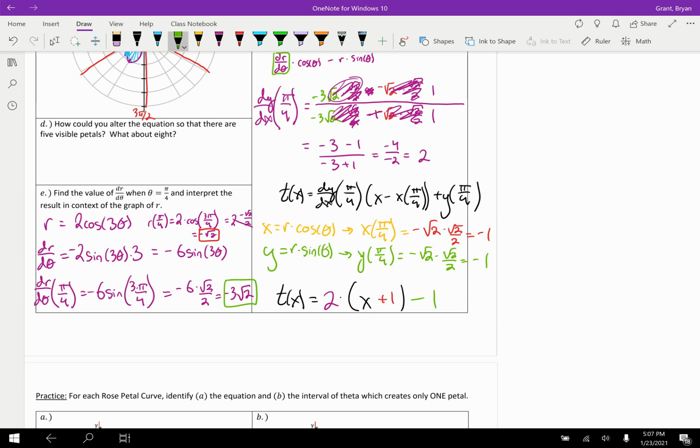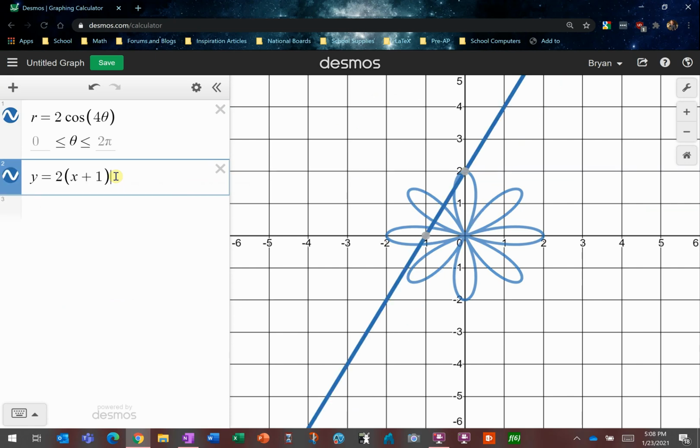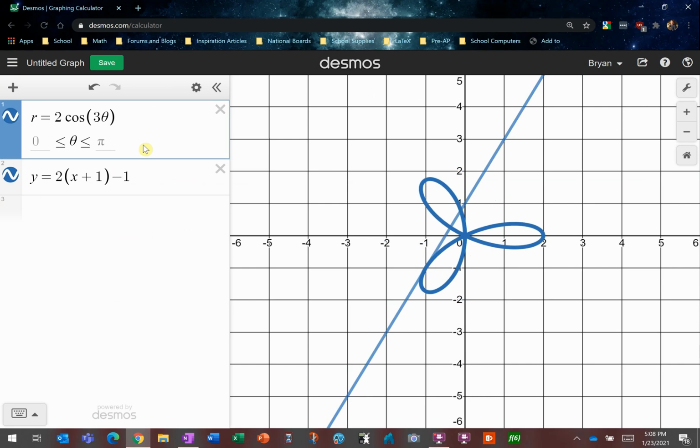Wow, tangent line. Is that right? Fingers crossed that we did everything well. It is 2 times x plus 1 minus 1. I'm going to wait for my computer to sync up. There we go. Y equals 2 times x plus 1 minus 1. You're like, oh, that went through the graph, but this isn't our graph. Didn't we make it 3? And look at that. We have an awesome tangent line bouncing off this point right here.